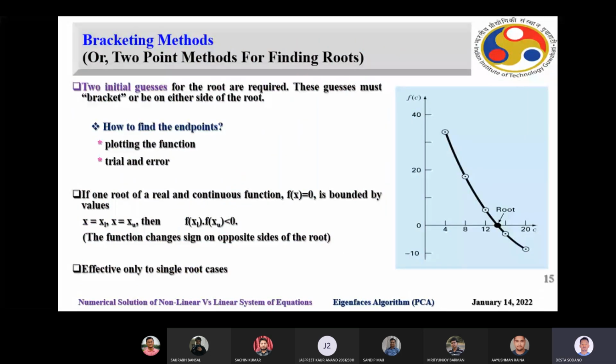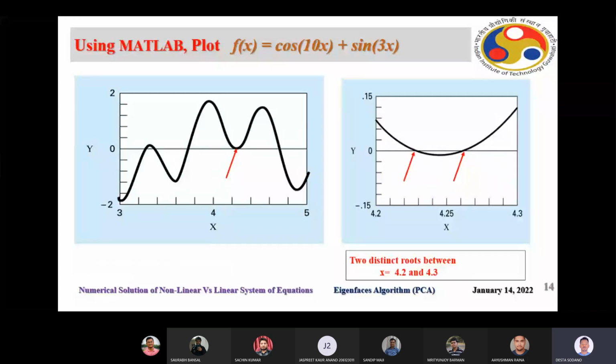Another one is the bracketing method. Here we use a MATLAB plot in order to solve it using a MATLAB program. For example, this function is available: f(x) equals cos(10x) plus sin(3x). This graph becomes available.